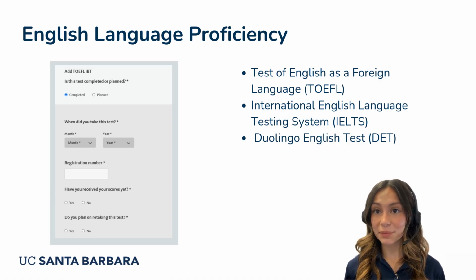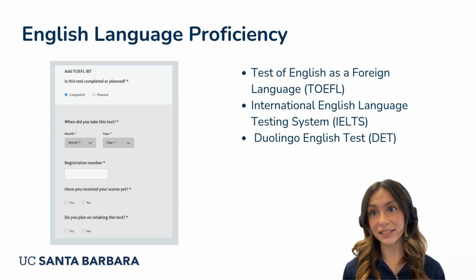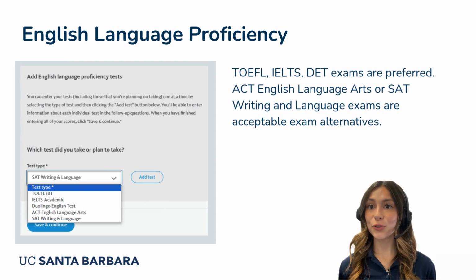You can report any planned English language proficiency exams in the UC application, but you will have to verify your exam scores. Preferred exams to demonstrate proficiency include the Test of English as a Foreign Language, the TOEFL, the International English Language Testing System, the IELTS, or the Duolingo English Test, the DET. While the TOEFL, IELTS, and DET are preferred, the ACT English Language Arts and the SAT Writing and Language exams may also be acceptable exam alternatives to fulfill the English language proficiency requirement.